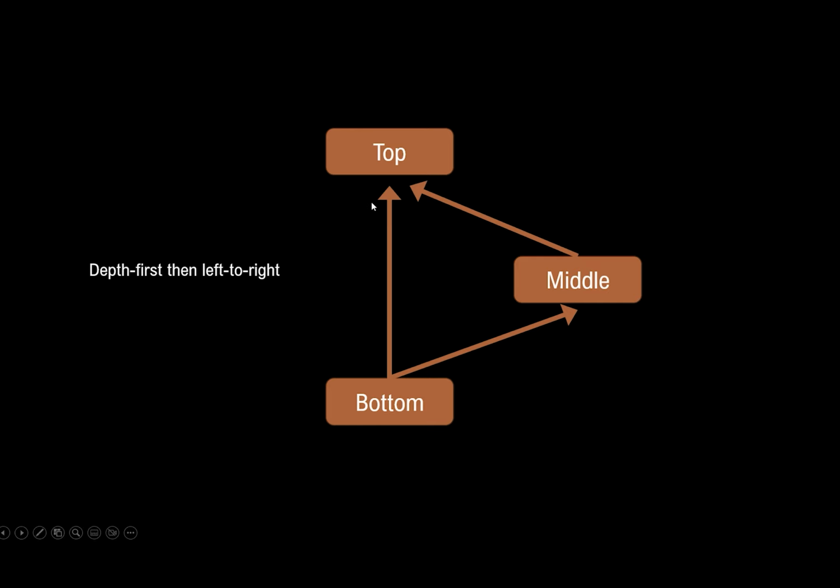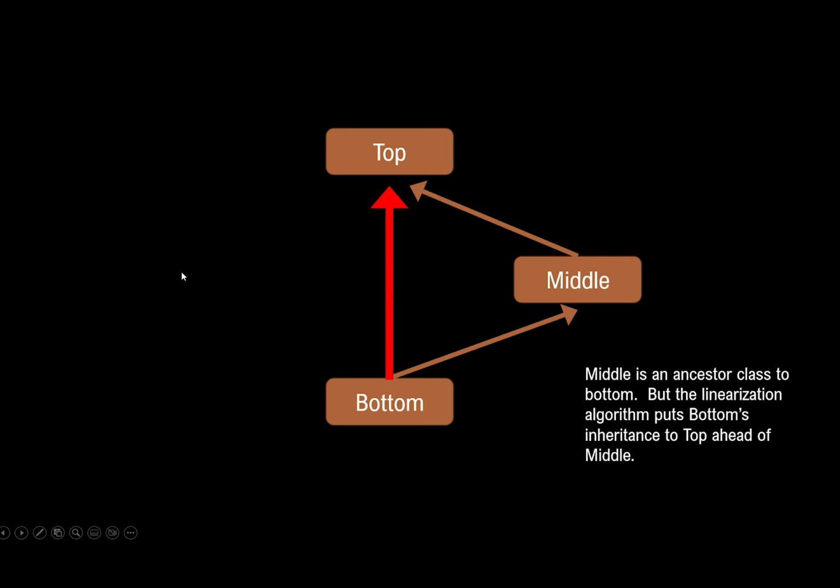So graphically speaking, we've got bottom inheriting from both top and middle, with middle inheriting from top. But since the order is depth first and then left to right, we've got this conflict because bottom is accessing top before middle. Middle is an ancestor class to bottom, and the linearization algorithm puts bottom's inheritance to top ahead of middle, and this is in conflict.